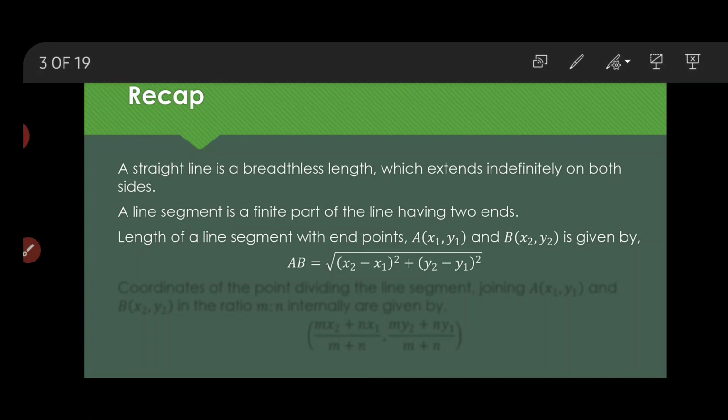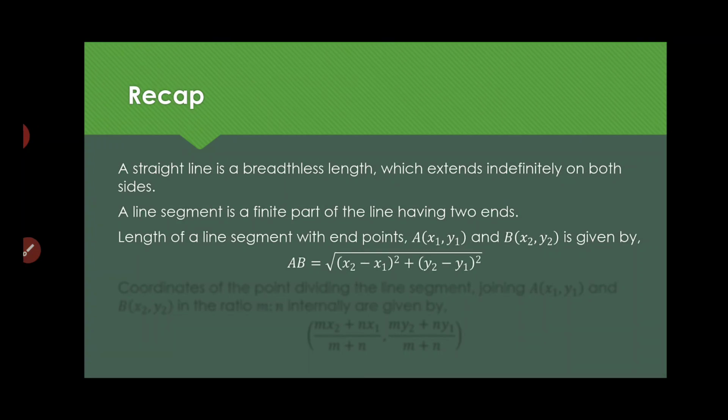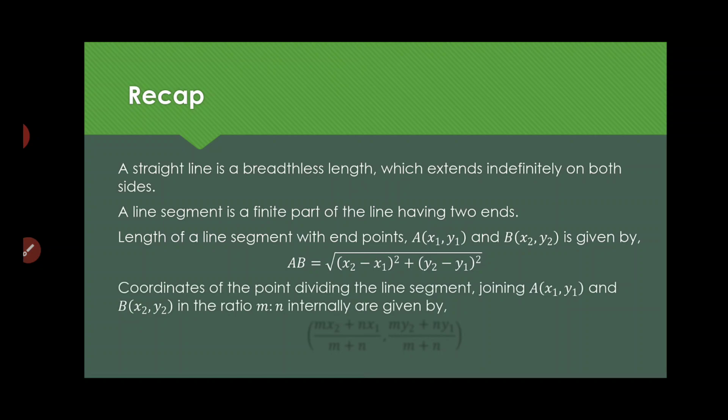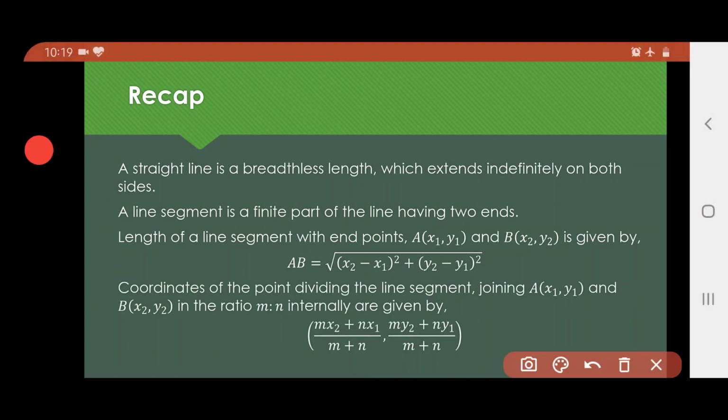Now also, if I have a line segment with endpoints A and B, and there is a point in between which divides the line segment in the ratio m is to n, then the point is given by (mx2 plus nx1) by (m plus n) and (my2 plus ny1) by (m plus n). Now obviously this is an internal ratio. Internal ratio means that the point of division lies between the two endpoints.